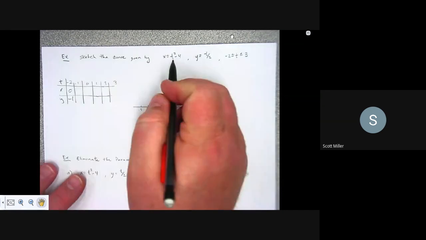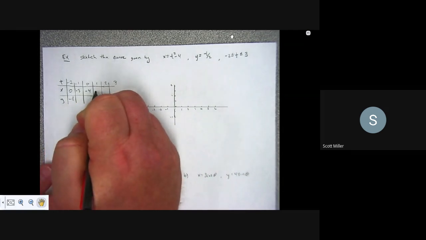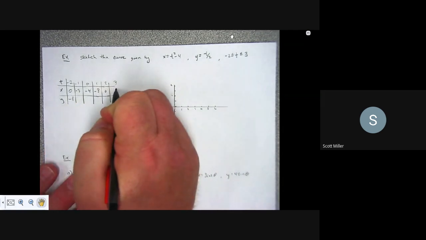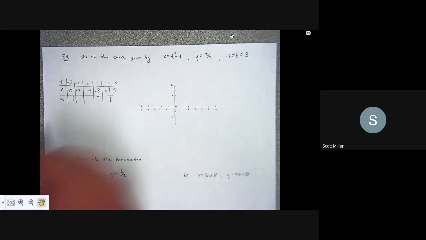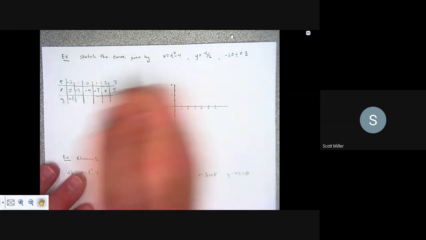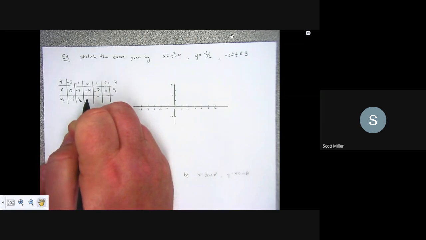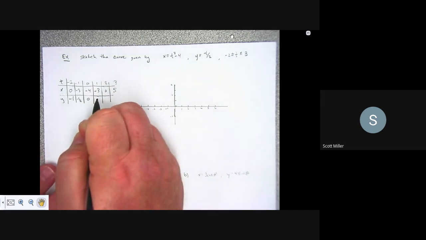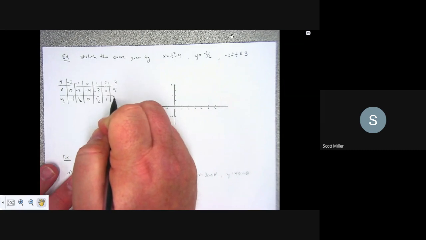Speeding this process up, plug in -1, I'm going to get -3. Plug in 0 gives me -4, then -3, 0, and then a 5 for x. If I plug the other values of t into the y equation, I'm going to get -1/2. Then I'm going to get 0. Then 1/2. Then 1. And then 3/2.